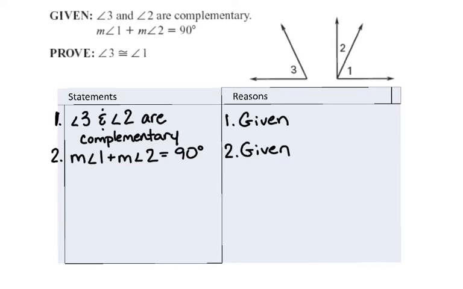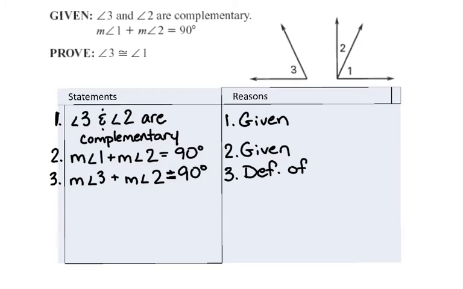What I'm going to state next is that the measurement of angle 3 plus the measurement of angle 2 is equal to 90 degrees. And that is because of this statement right here. Where's my highlighter? Right here. Angle 3 and angle 2 are complementary. That translates to they add up to 90 degrees. So by definition of complementary angles is what we use there. I'm just going to abbreviate it as comp angles.